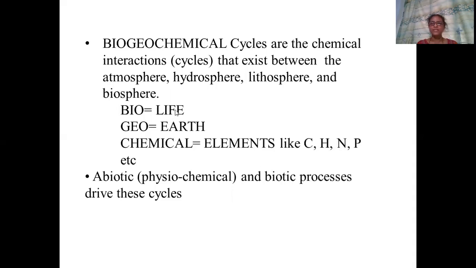So bio means life, geo means earth, and chemicals in this particular context are elements like carbon, hydrogen, nitrogen, phosphorus, etc., which are very, very essential for living organisms. So biogeochemical cycles are nothing but chemical interactions which exist between the components of the earth or the environment. These biotic and abiotic processes drive these cycles.